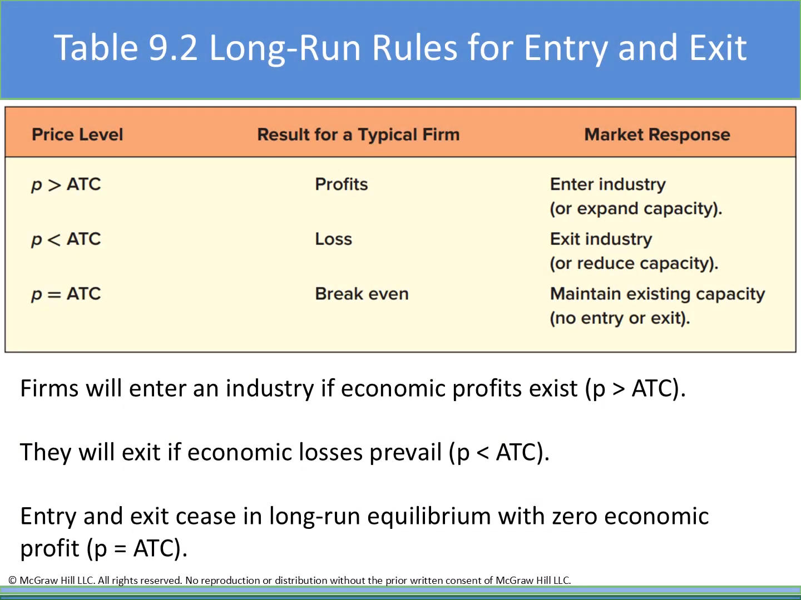In the long run, rules for entry and exit. If the price is 5 units and your cost is only 3, you've got a profit, you keep going. If the price is 5 units and the cost is 6 units, you stop. When they're both 5, you're just maintaining and you stay in business.